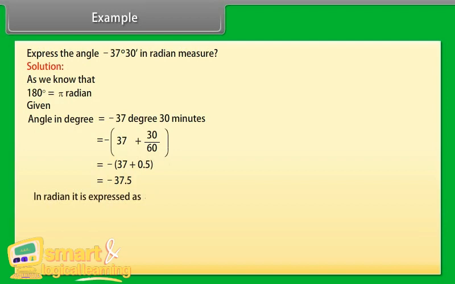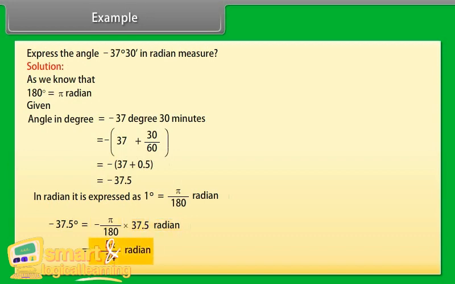In radian, it is expressed as 1 degree is equal to π/180 radian. Minus 37.5 degree is equal to minus π/180 × 37.5 radian, which is equal to minus π/24 radian.